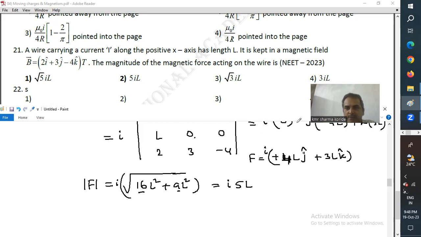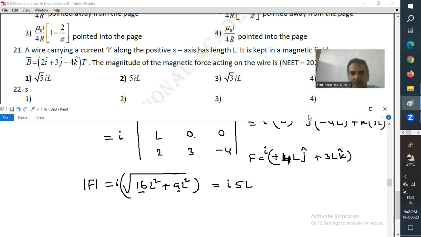Second option is correct. So in my next video, I'll continue with explanation of the questions which are given in previous NEET exam from the chapter Magnetism and Matter.